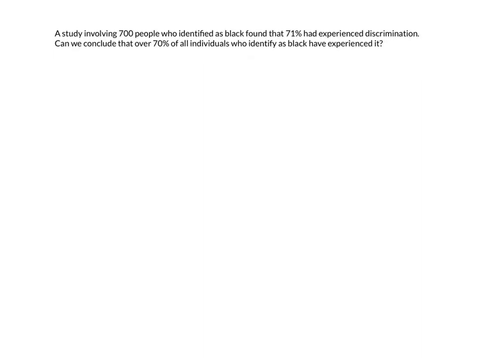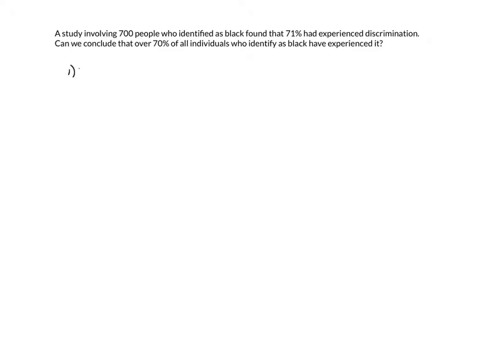Our first homework problem involved discrimination. What we're trying to prove here is that over 70% of all individuals who identify as black have experienced discrimination. To do this, we've got some data and a sample size. Because I want to prove something, it's a hypothesis test. Because I'm dealing with proportions, it's a proportion hypothesis test. I've only got one sample, so this is good.